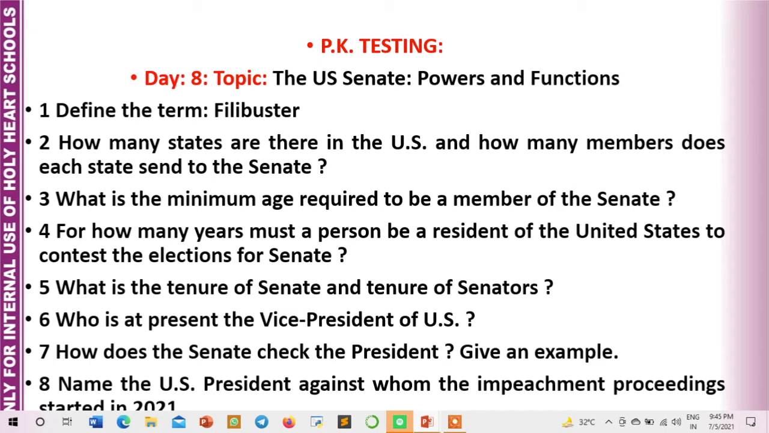Next is, who is at present the Vice President of US? That is Kamala Harris. Next is, how does the Senate check the President? Give an example. We have done already that the President of US, if he signs any treaty or appoints the members of his executive body, they must be approved by the US Senate. So this is how the Senate checks the president. Next is, name the US president against whom the impeachment proceedings started in 2021, and that's Donald Trump. The proceedings started, but it could not be done.